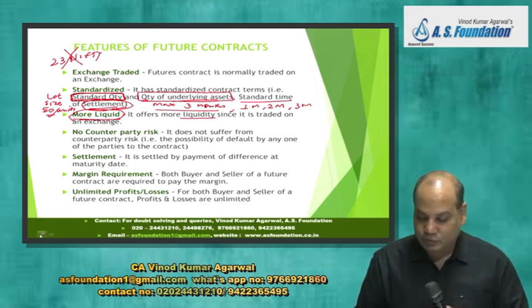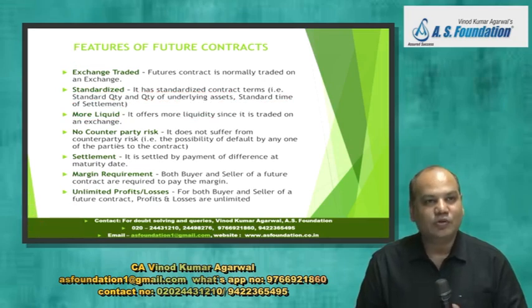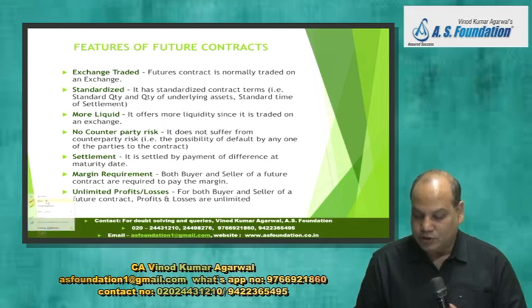And therefore, suppose on Monday you bought and you realize, no, my decision to buy is wrong. Tuesday you can sell it. No counterparty risk, because the exchange is acting as a guarantor. Exchange takes margin money from parties. And how are futures settled?